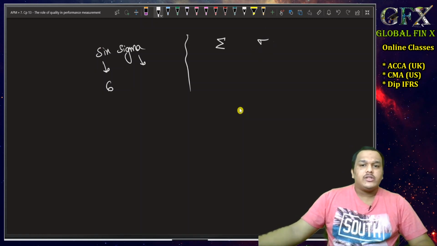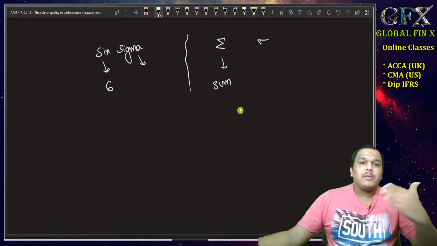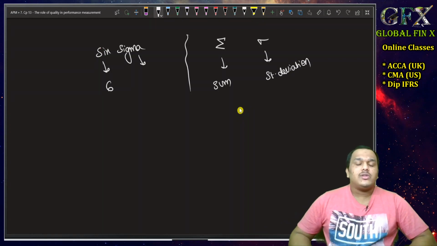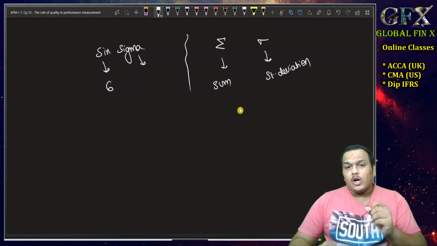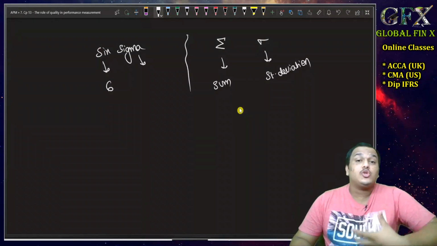The uppercase sigma is used for sum. In short, we call it summation of. The lowercase sigma is also called deviation, or usually standard deviation. If you are comfortable with statistics, the lowercase sigma is used with standard deviation. Now, just to give you a logical explanation of what Six Sigma truly is.